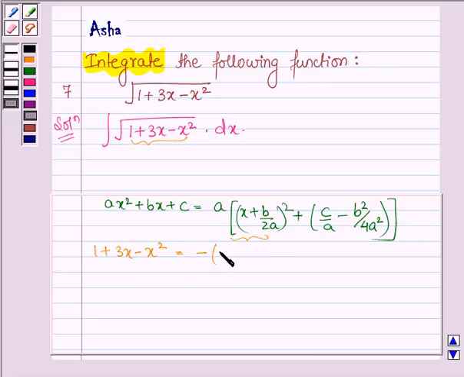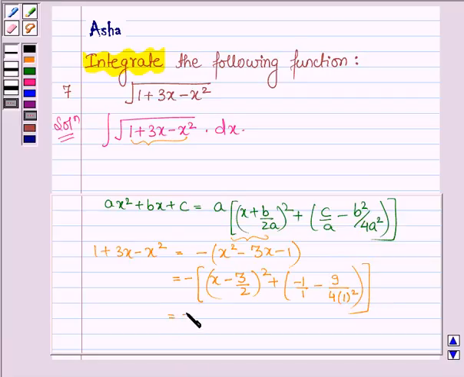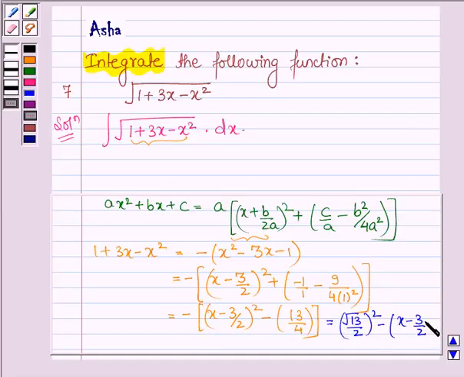So first it can be written as minus of x square minus 3x minus 1, which is further equal to minus of x minus 3 upon 2 whole square plus c upon a, c is minus 1 upon 1, minus b square upon 4a square. So b is minus 3, so we have 9 upon 4 into 1 square, which is further equal to minus x minus 3 upon 2 whole square minus, on simplifying this, 13 upon 4, which can further be written as root over 13 upon 2 whole square by opening this bracket, minus x minus 3 upon 2 whole square.